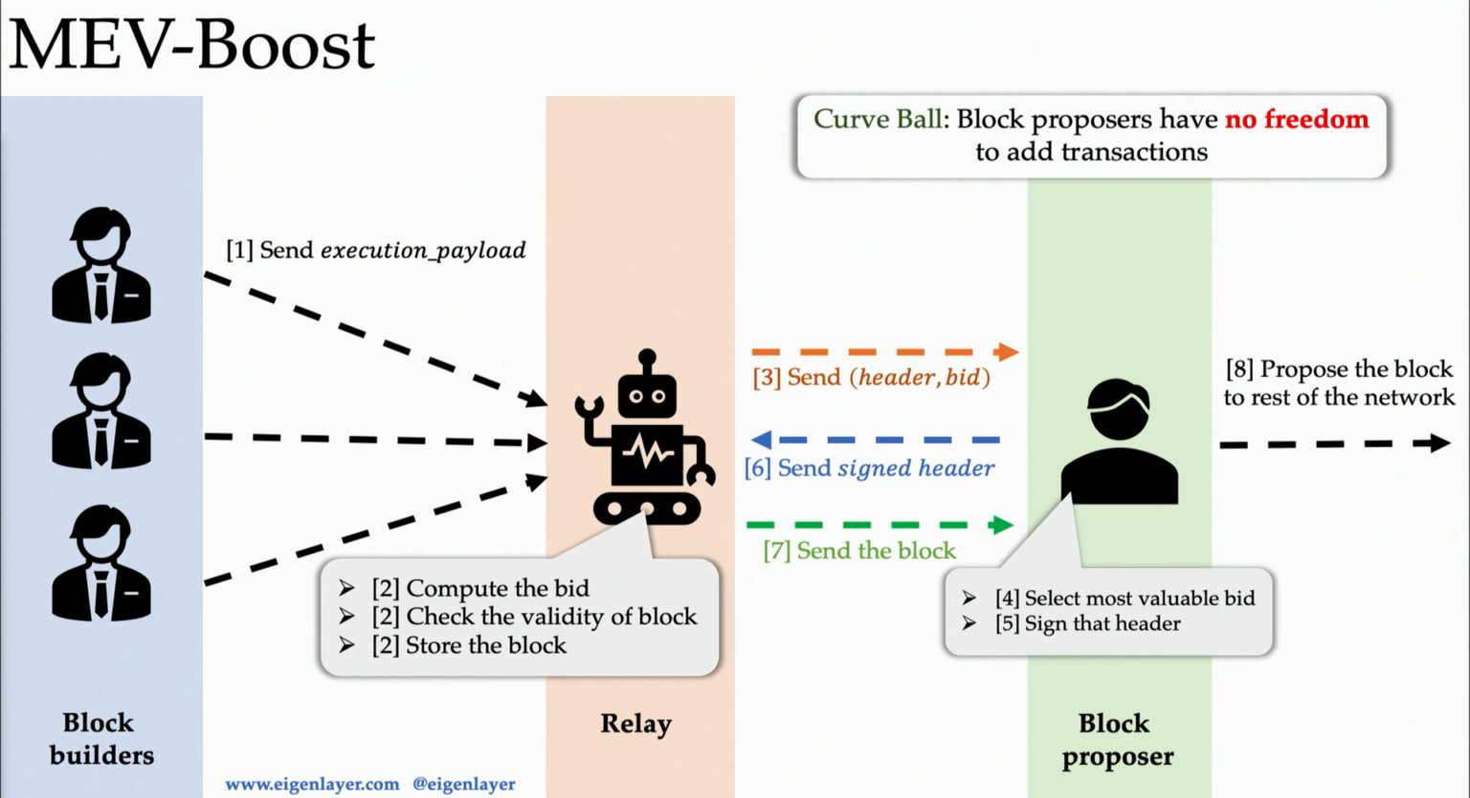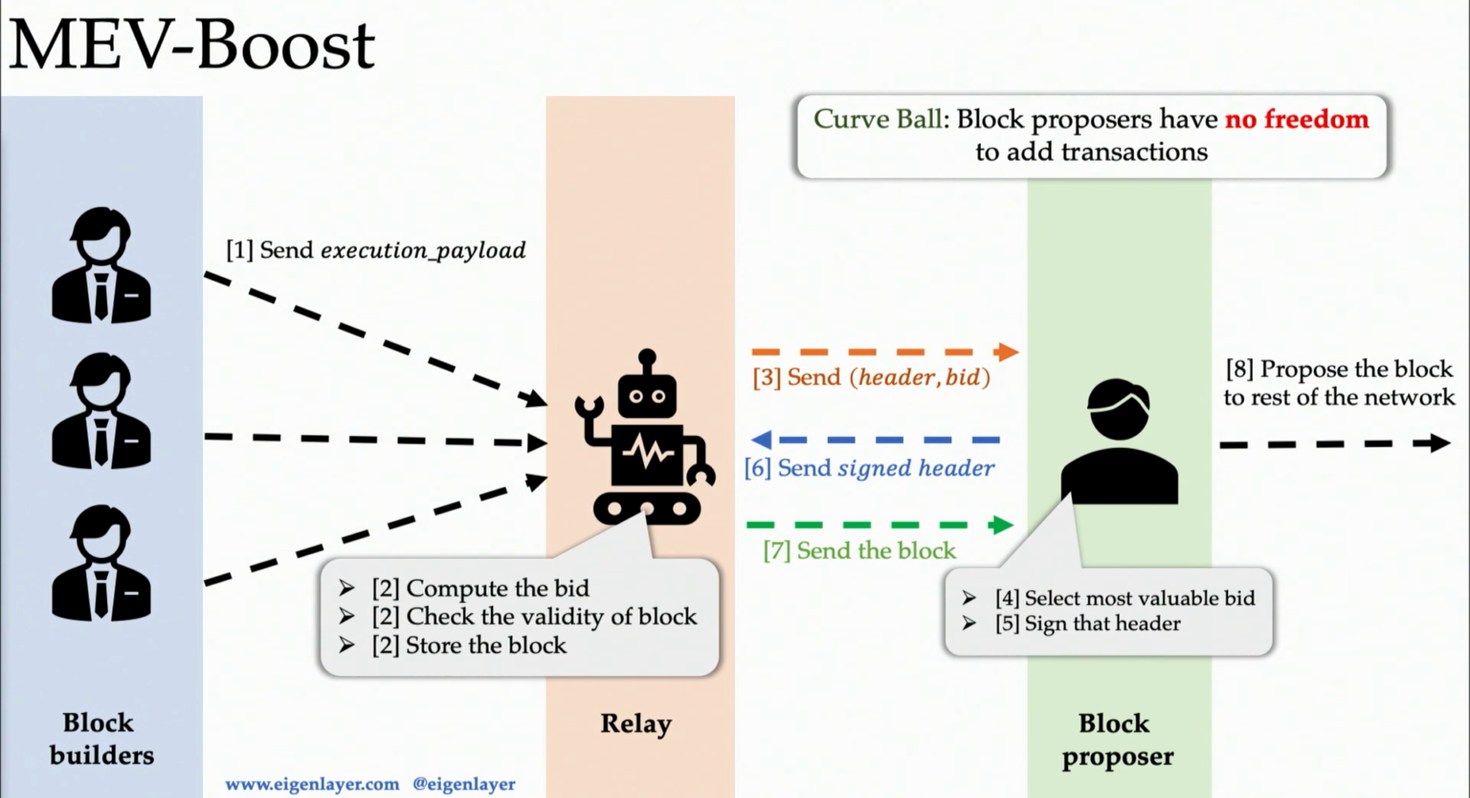MEV Boost ensures that block proposers can remain decentralized. But MEV Boost does not ensure that the decentralized proposers can exercise any agency. So suppose I'm a block proposer, and I get a bid from the relay. The block proposer cannot exercise any agency to add a few transactions or do anything else after it has signed off on the header.